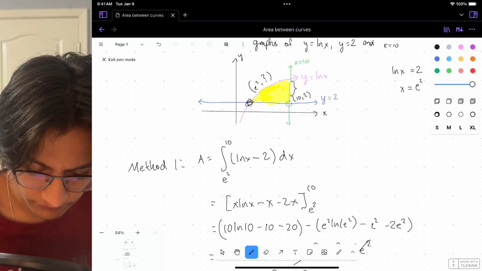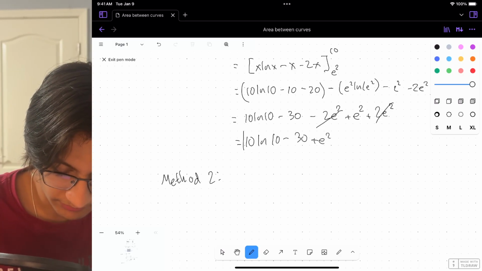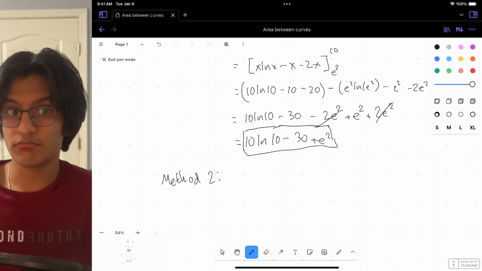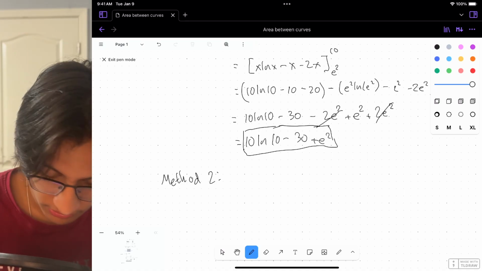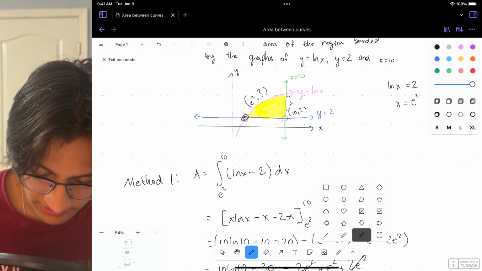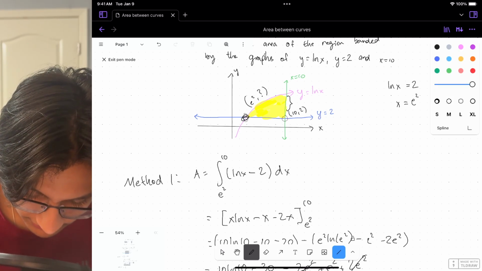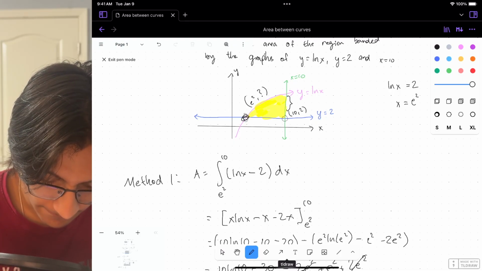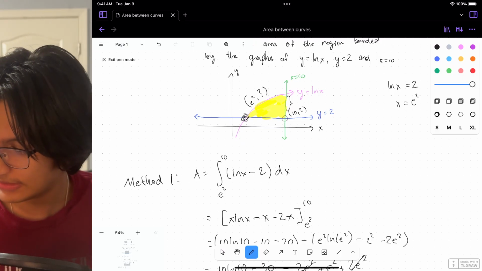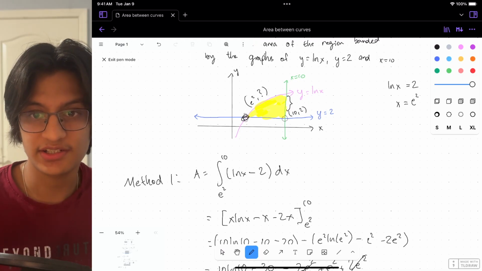So to do this, what we're going to do is first find the bounds. So this is going to be method 2. And remember, this was the answer that we got for the first method. So hopefully by doing it this way, we should get the exact same answer. So first we need to find the bounds of this integral, right? Because we're integrating from here to here, we're going to be looking at the y-axis. So the y values are going to go from y equals 2 to wherever y equals ln x will intersect with that x equals 10 line.